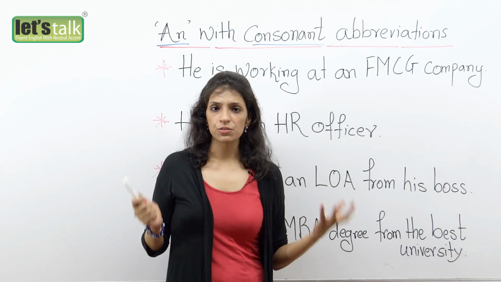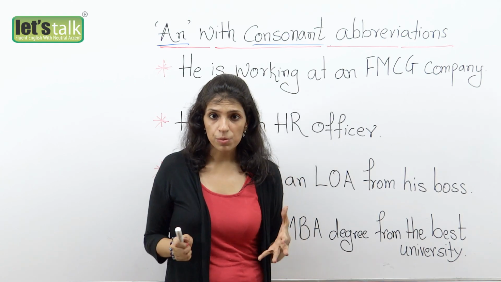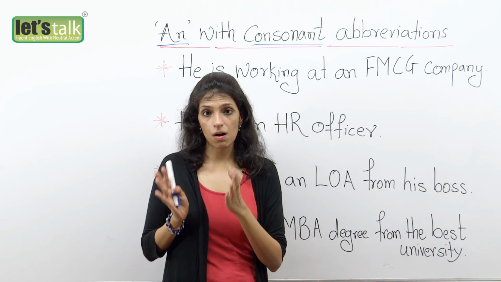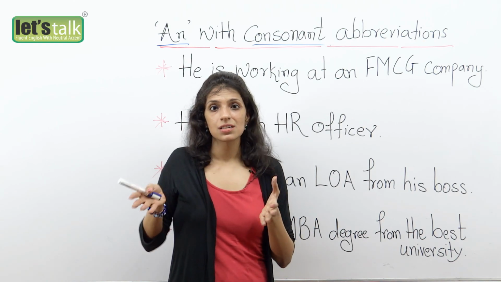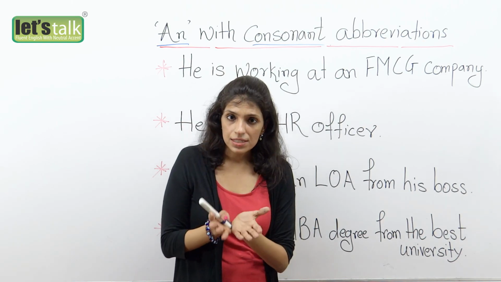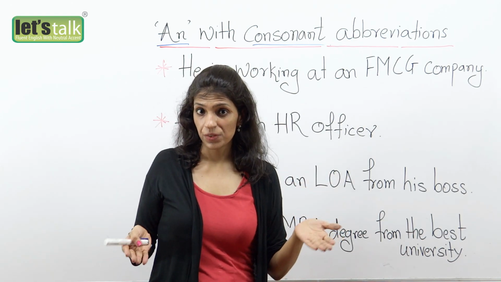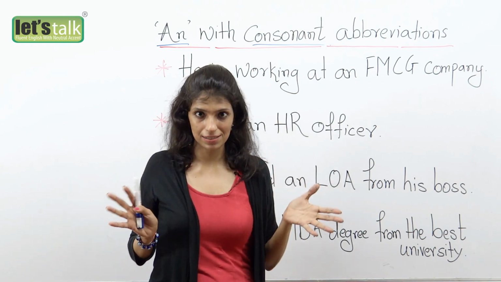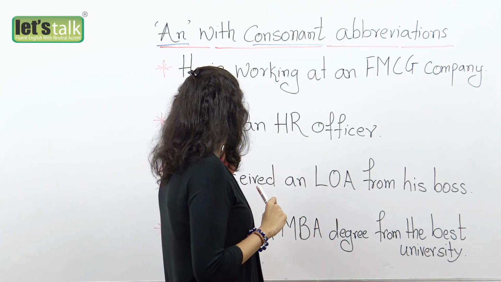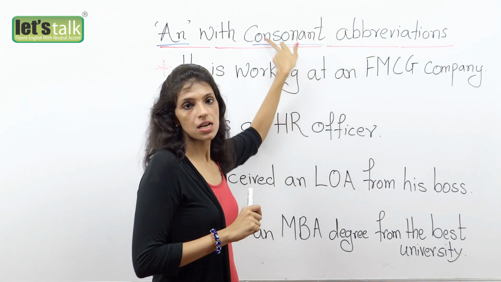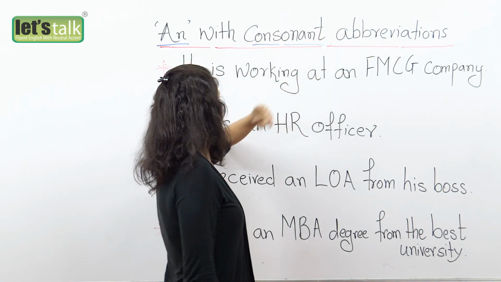So these are just common rules, but let's remember we use articles depending on the sound they precede. So if it's a vowel sound, you will use an, and if it's a consonant sound, you will use a, irrespective of their spellings, right? So now let's see how we're going to use an with abbreviations, consonant abbreviations.